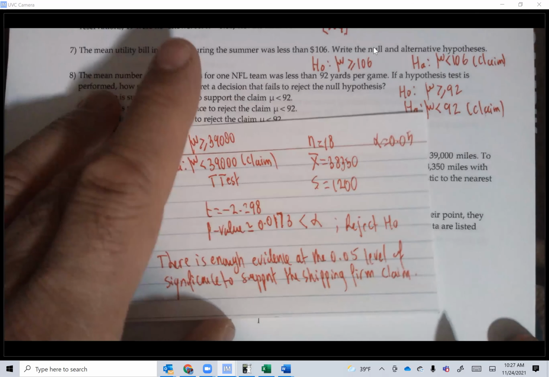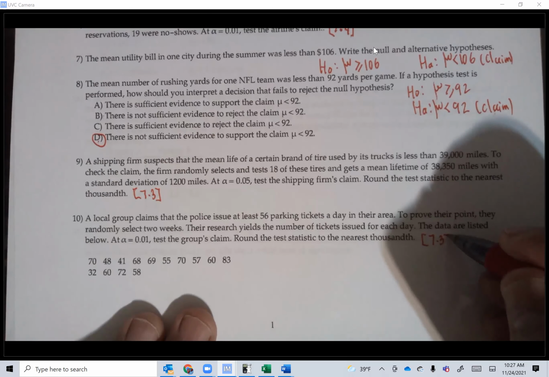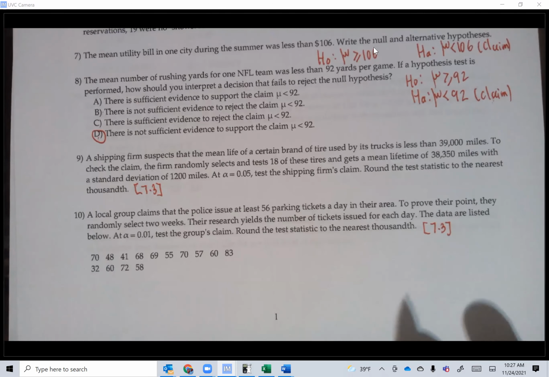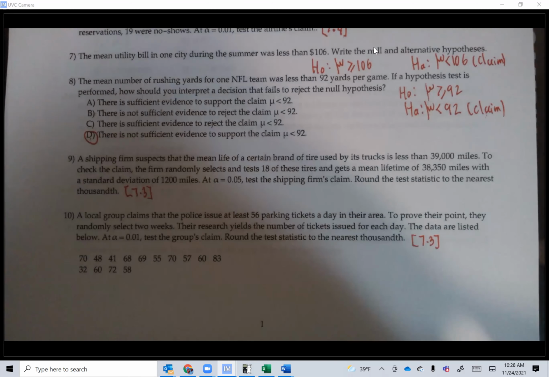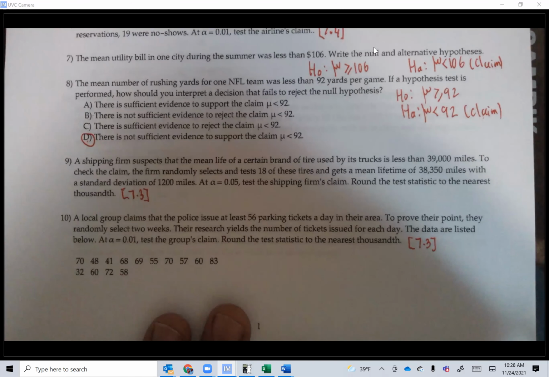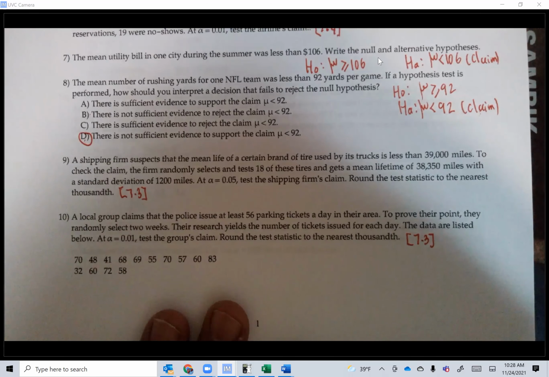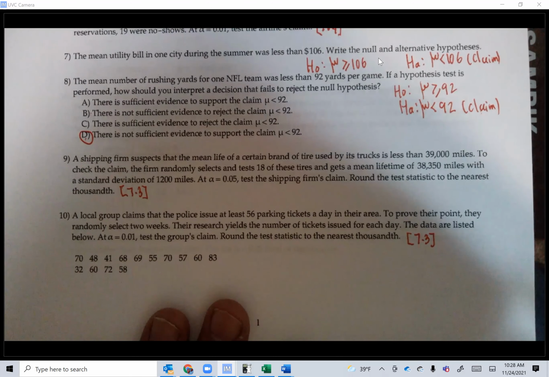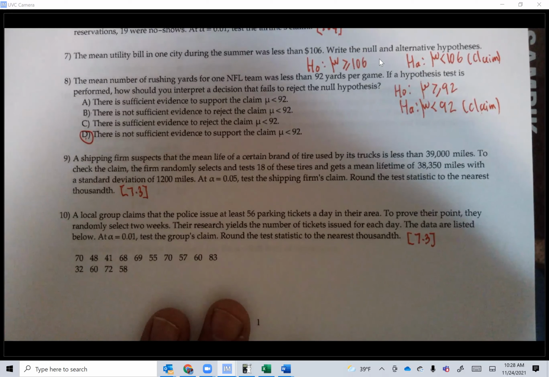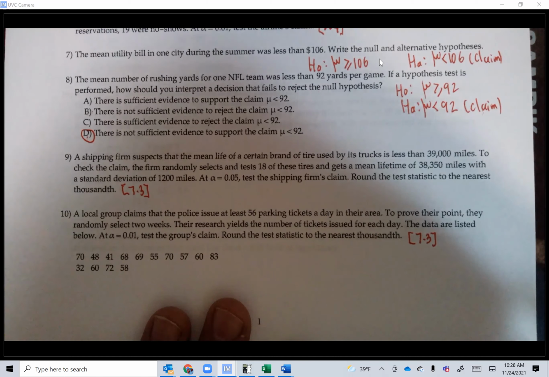7.3. Now we're going to do another review of section 7.3, guys, but with data. So we have the data here in number 10. A local group claims that the police issue at least 56 parking tickets a day in their area. To prove their point, they randomly select 2 weeks. Their research yields the number of tickets issued for each day. The data are listed below. At alpha equals 0.01, test the group's claim.